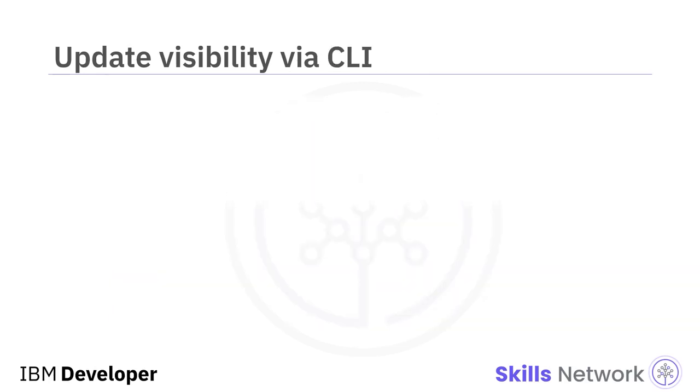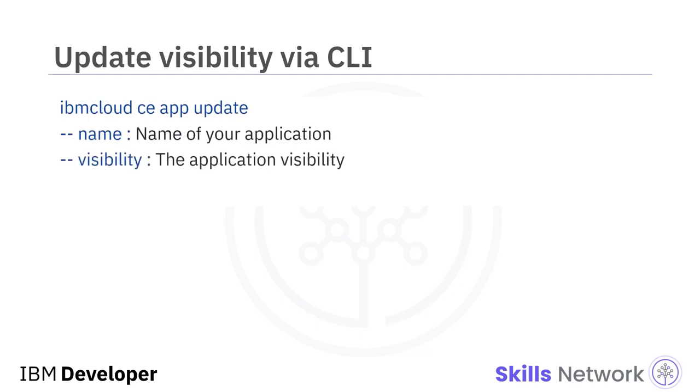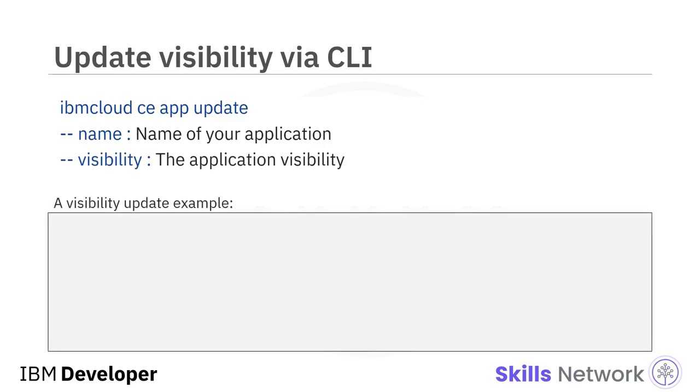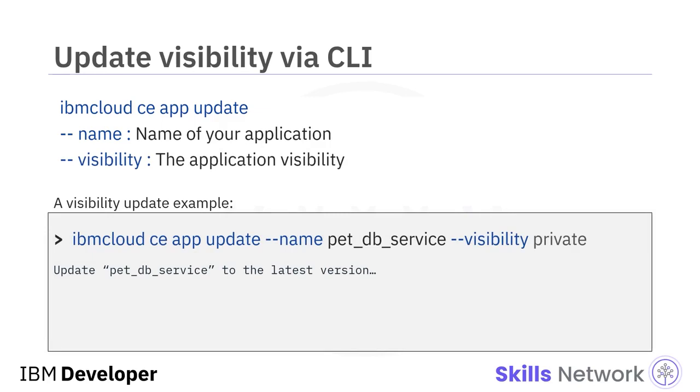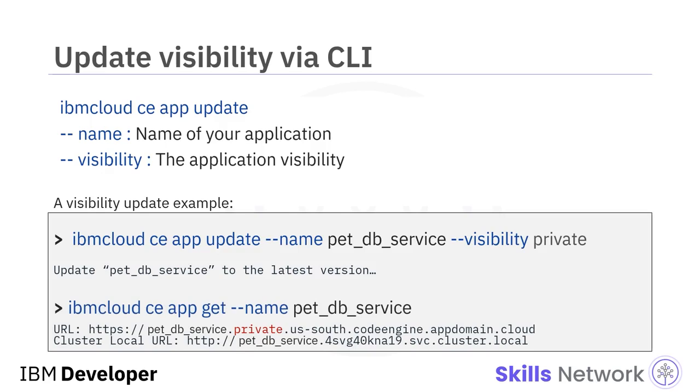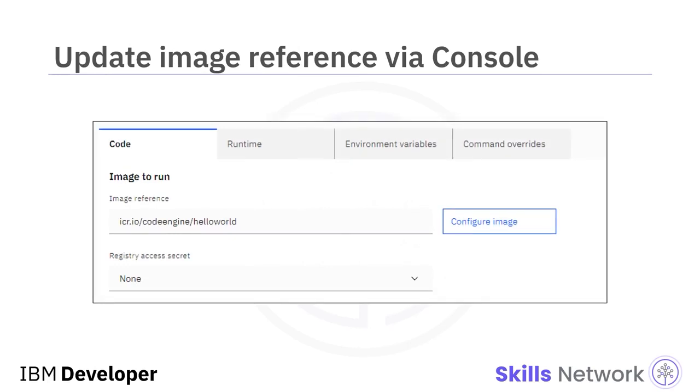Similarly, you can update application visibility via CLI. The main command is still ibmcloud ce app update with two main arguments: the name of your application and the visibility of your application. Let's see a quick example. You first update the PetDB service application's visibility to private. Then, if you get the app's detailed information, you should see two URLs. The external URL now contains a private subdomain, which means now the PetDB service can only be accessed via IBM Virtual Private Networks.